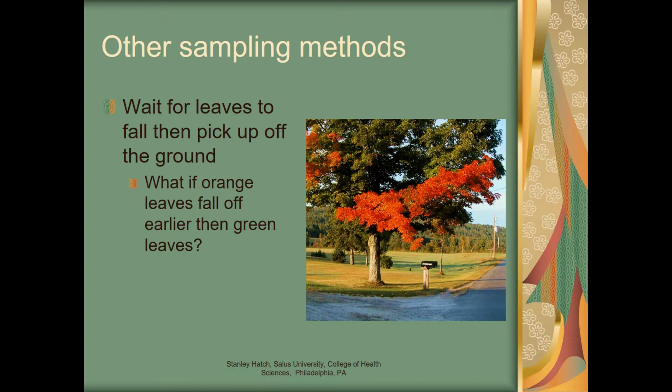So what are some other sampling methods? Well, as I just suggested, if we wait for them all to fall off, they're all going to be orange by that time, and we're not going to have a representative sample of this particular time that we are looking at. So sampling bias can occur by the time that the sample is taken.